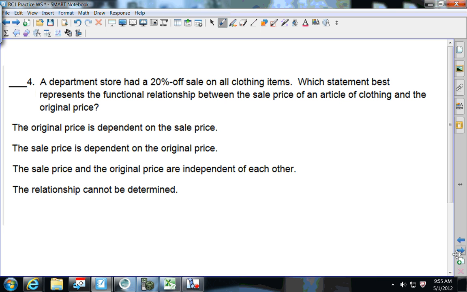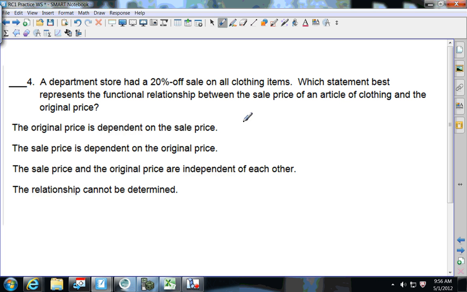Okay, next. A department store has a 20% off sale on all clothing items. Which statement best represents a functional relationship between the sale price of the article and the original price?